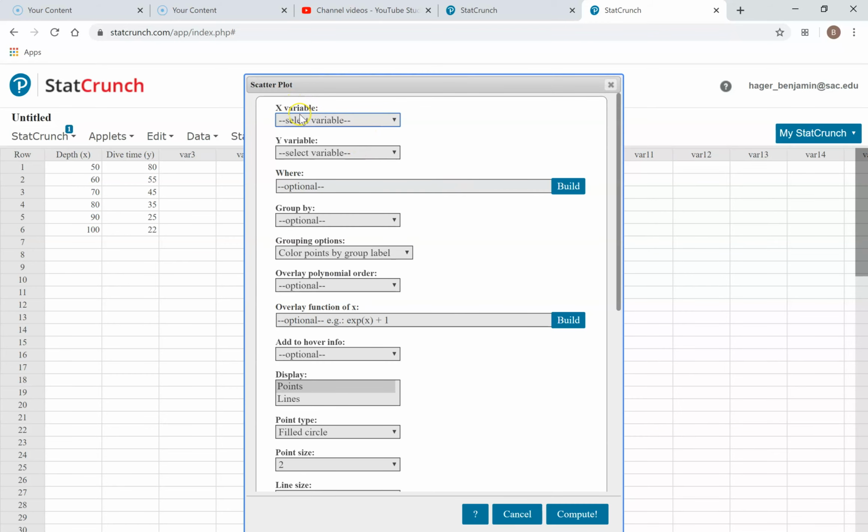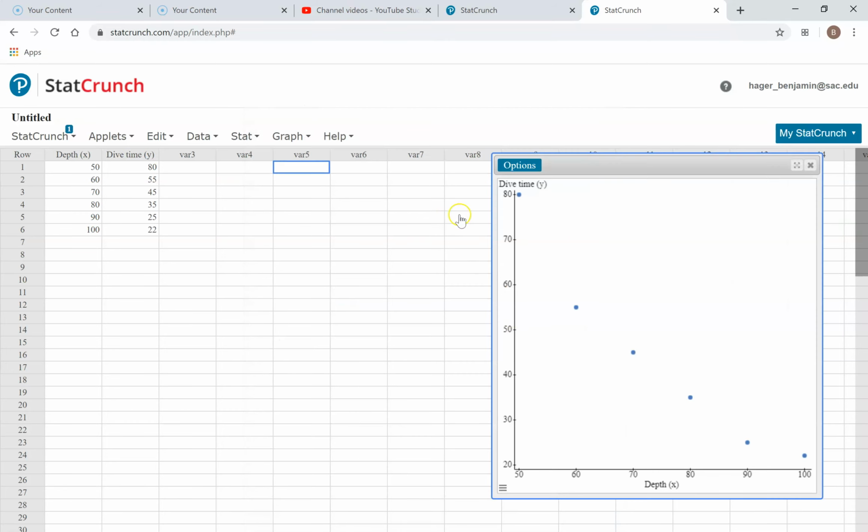So what's the x variable? Depth. What's the y variable? Dive time. And I labeled them x and y too to help me. Let's just look at the graph real quick. So that's what we kind of said. Look, we've got sort of a downhill trend, a negative correlation, and it does to me look linear, right? It looks like it makes a line more so than exponential decay or anything like that.